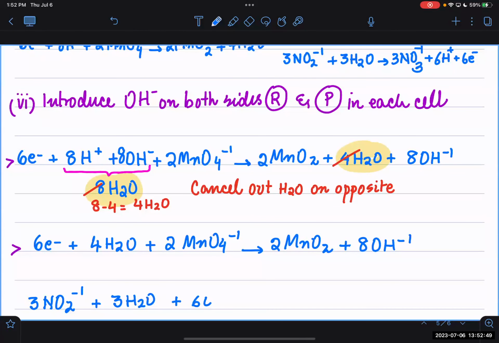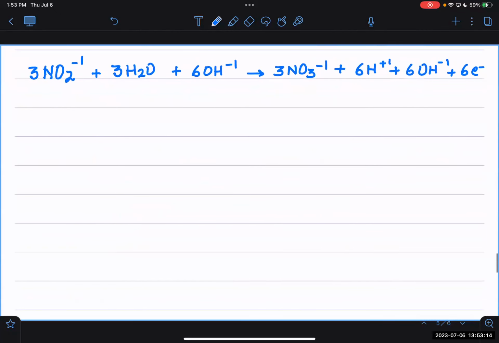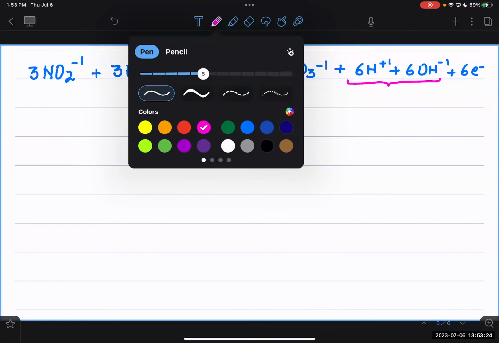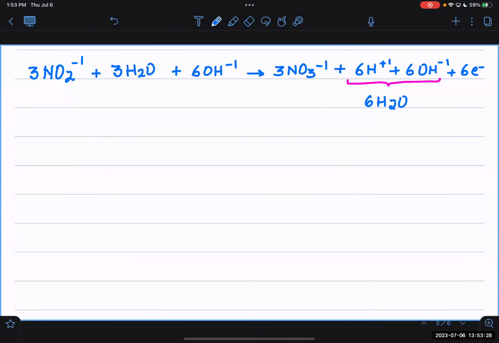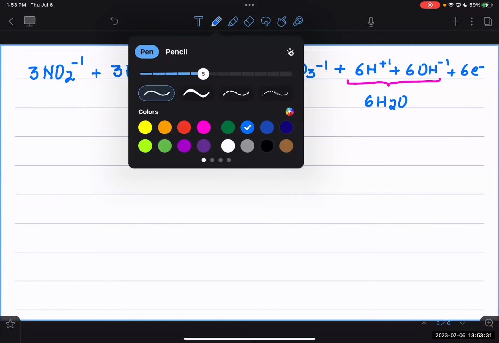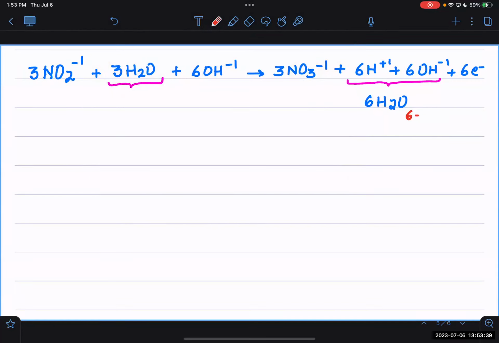It's plus 6 OH minus 1 plus 3 H2 gives you 3 NO3 minus 1 plus 6 hydrogen ion plus 6 OH ion plus 6 electrons. Okay, now, what do we see here? This is going to give you how many water? 6 H2Os. Okay, 6 H2O, and how many water on this side? 3.